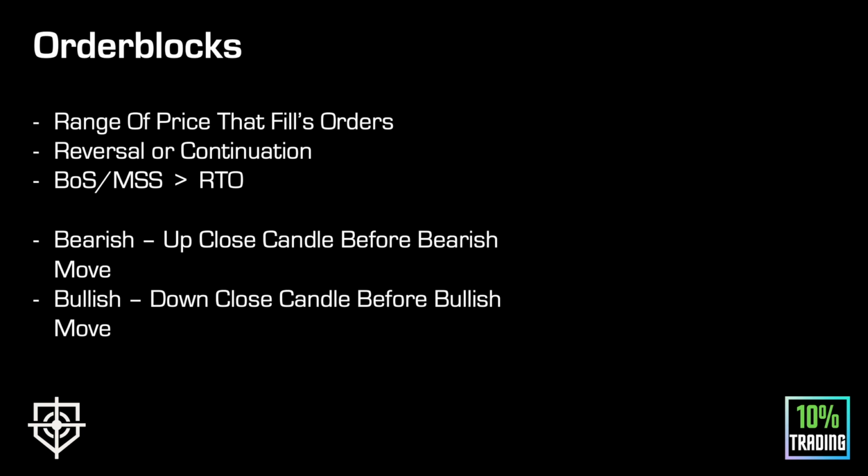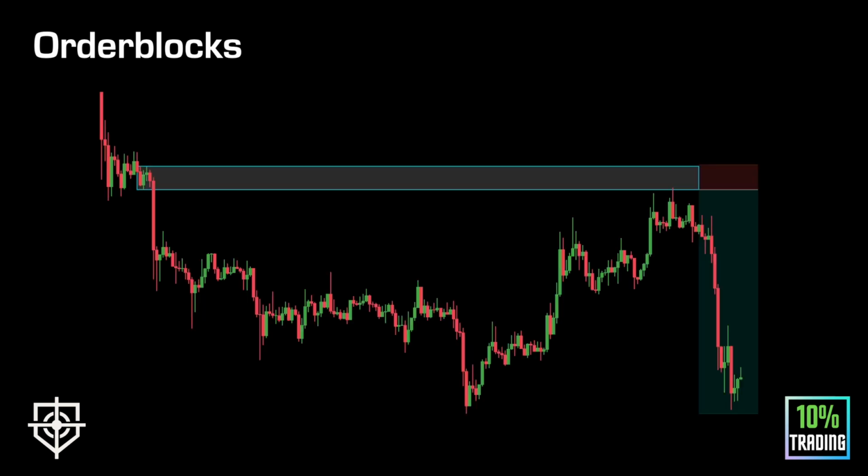So if you think back to the breaker block lesson, I said that breaker blocks can only be present when there is a market structure shift. Order blocks can be present when there's a market structure shift or when there's a breaker structure. And all this third line means is breaker structure or market structure shift and return to order block. It's a trading strategy, RTO. A bearish order block is an up close candle before a bearish move, and a bullish order block is a down close candle before a bullish move.